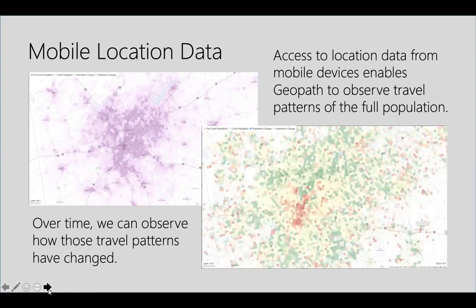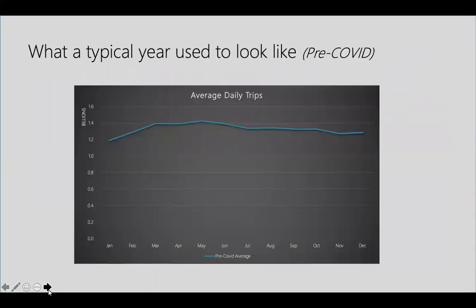Now, what you're seeing on the right is sort of a population density map of how people have changed where they spend their time. And we'll get to that a little bit later. But these mobile data sets are what has helped us understand how travel has changed throughout 2020 and how we expect it to recover toward pre-COVID levels in 2021.